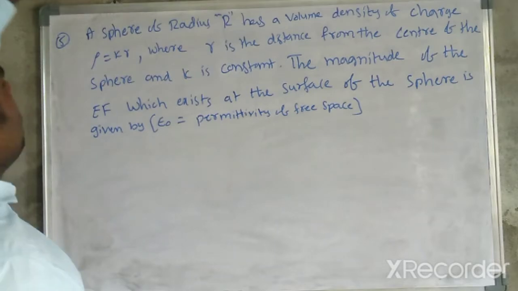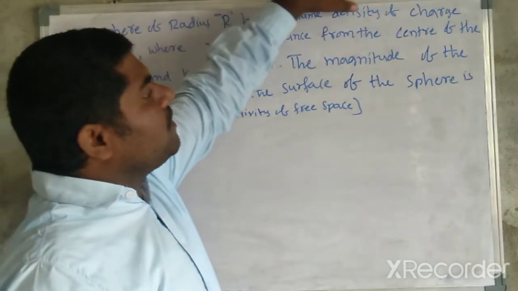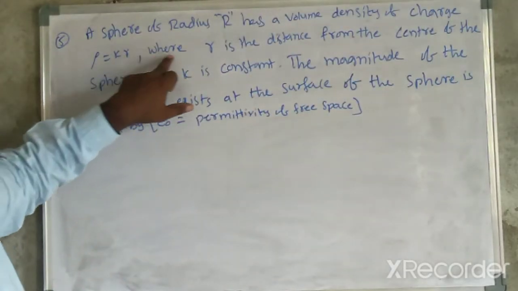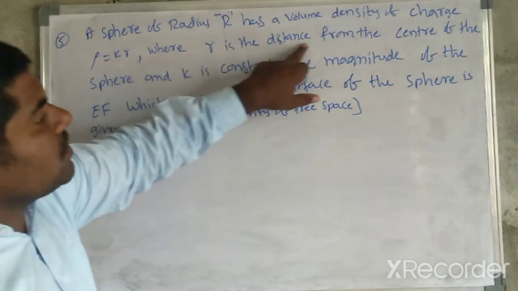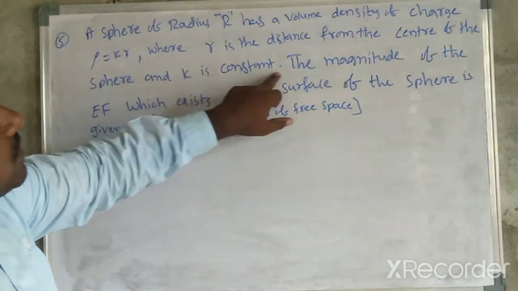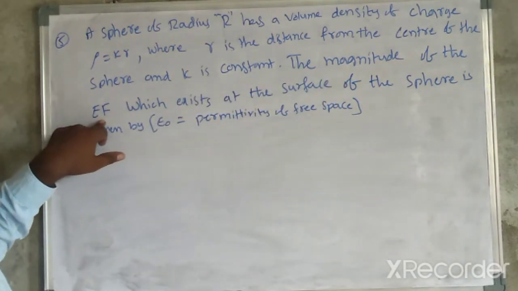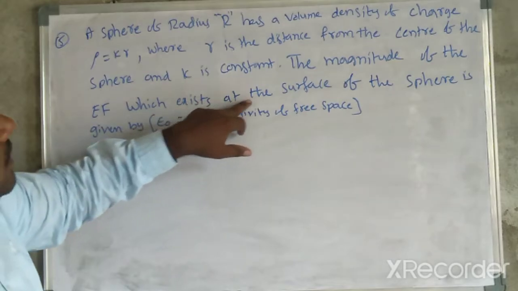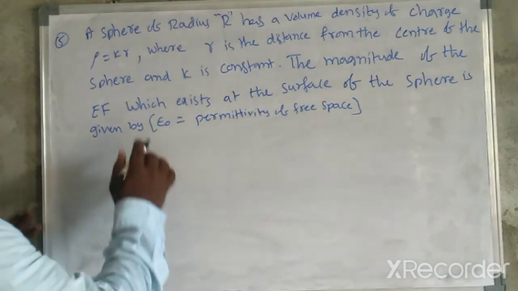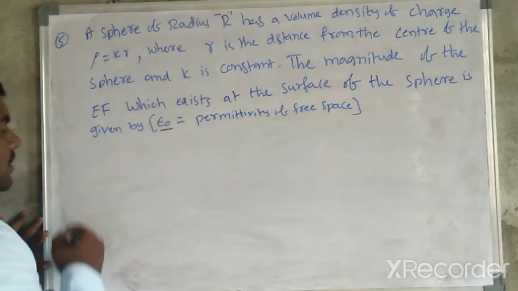Another model: a sphere of radius capital R has a volume density of charge rho is equal to k r, where r is the distance from the center of the sphere and k is a constant. The magnitude of the electric field at the surface of the sphere is given by, epsilon naught being the permittivity of free space.